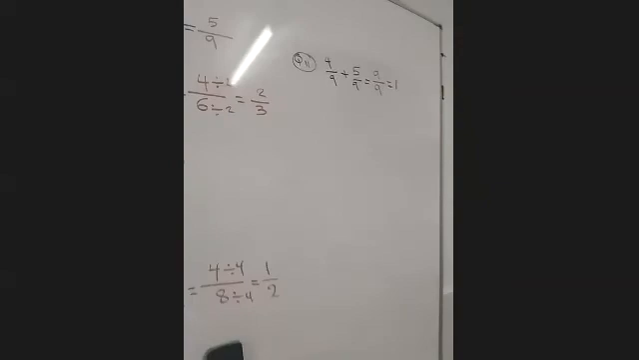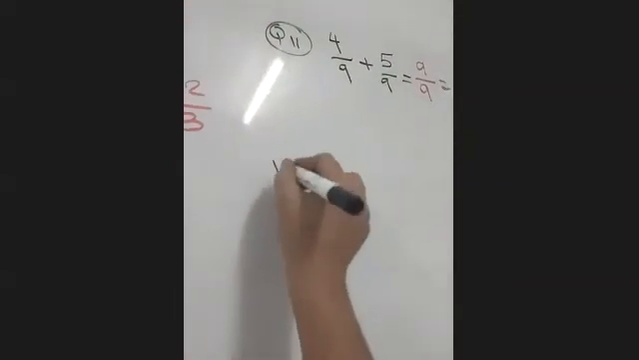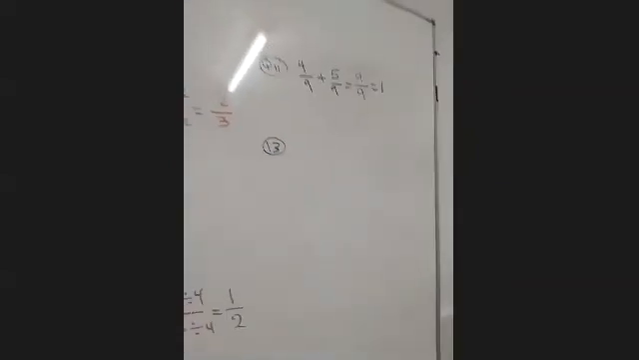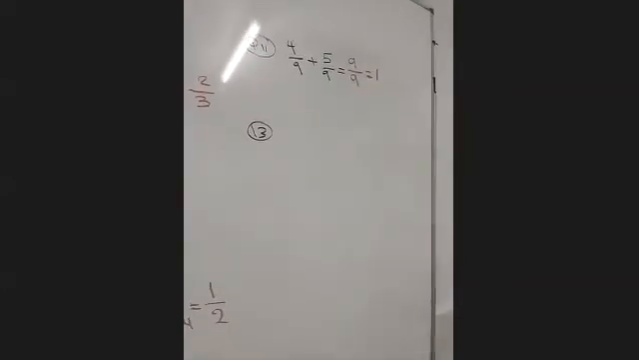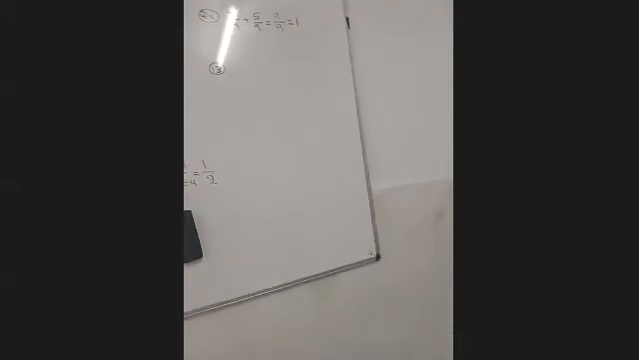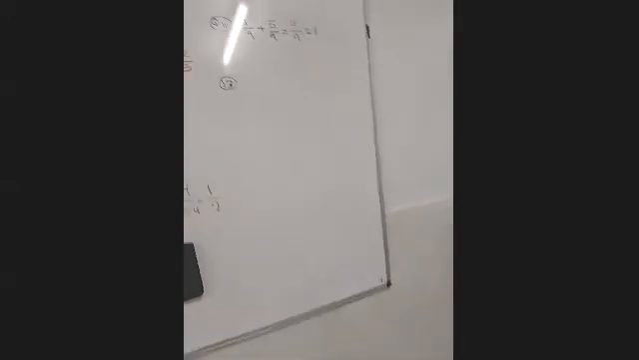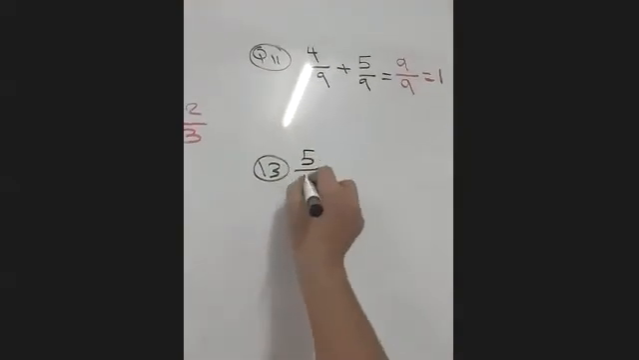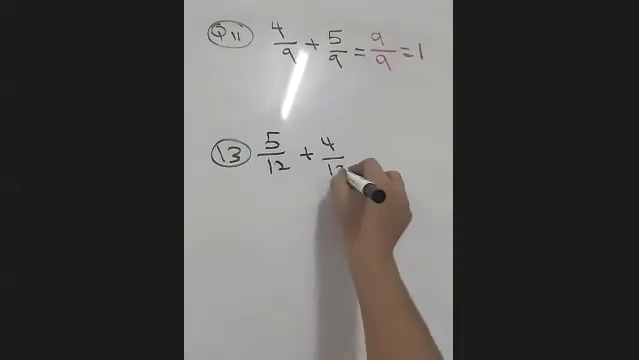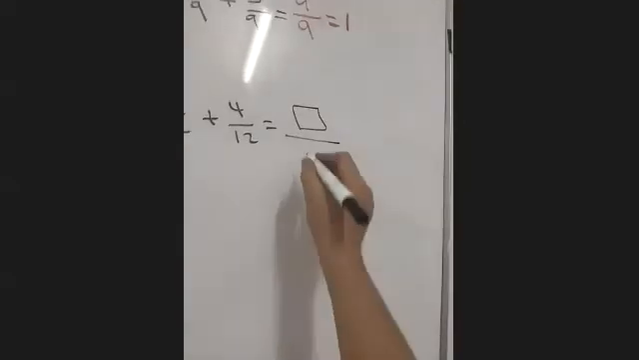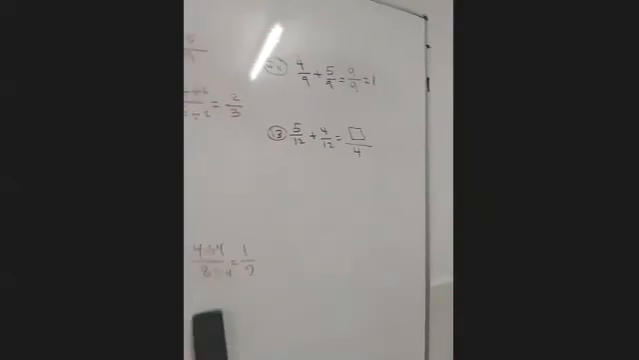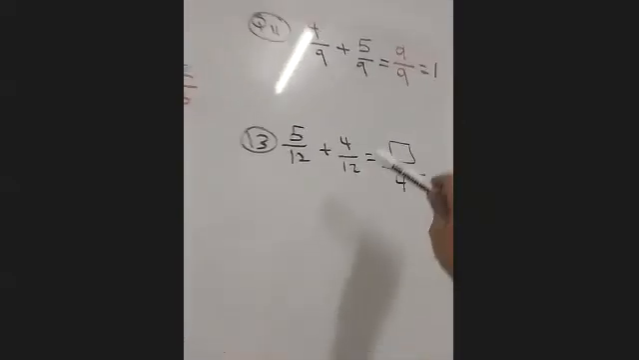Now let's do question 13. I will do it for you, okay? Focus with me to know the idea. We have blanks, empty spaces, we need to fill them. Question 13: 5 over 12 plus 4 over 12 equals something over 4. Now, how do we find what goes in the square here?